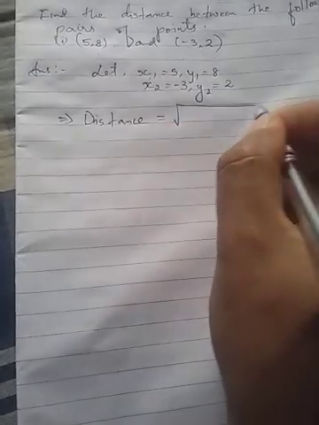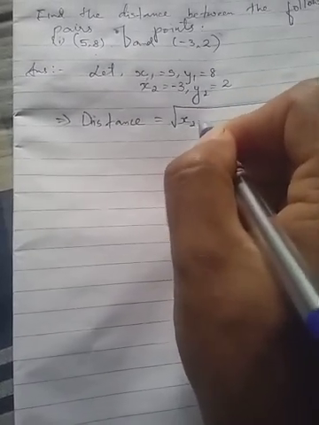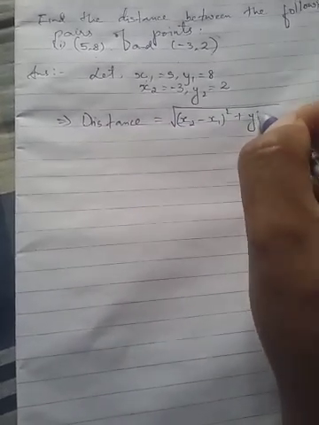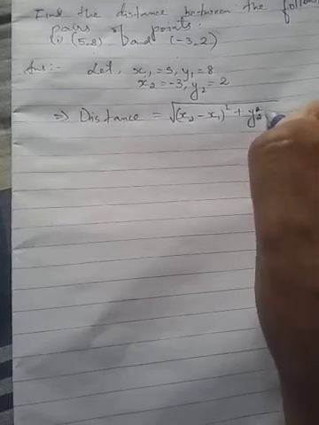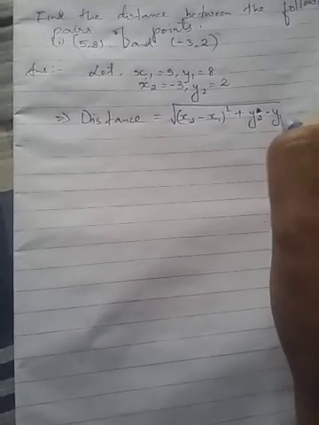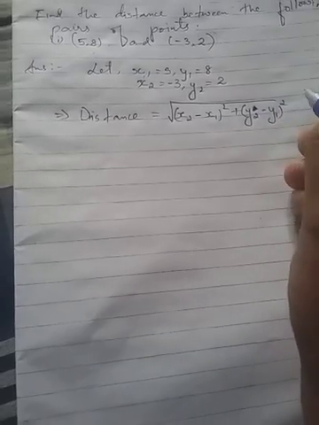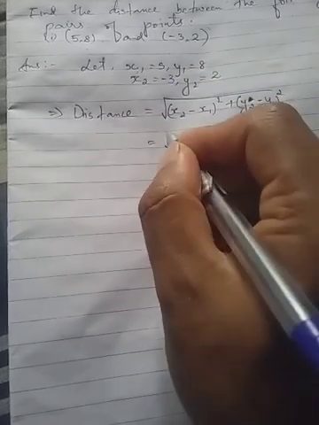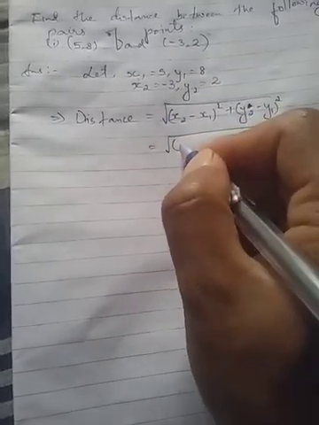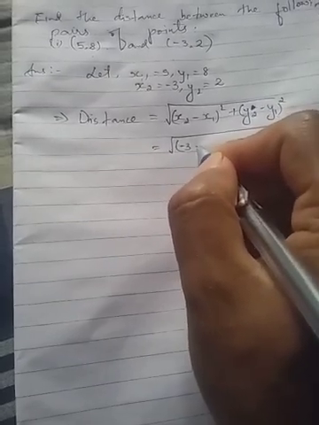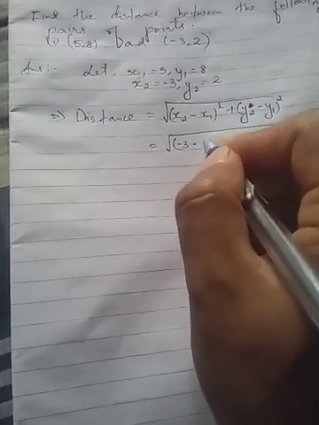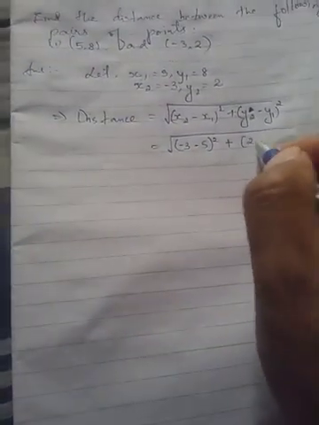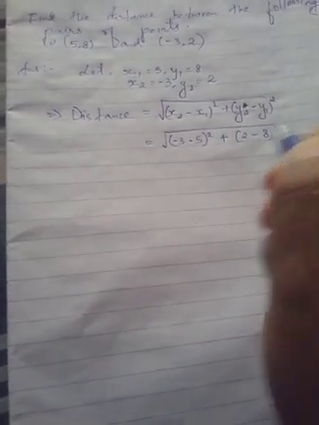So what will it be? Square root of (x2 minus x1) whole square plus (y2 minus y1) whole square. What is x2? Our x2 is minus 3, so put the square root here. x2 is minus 3, minus x1 which is 5, whole square, plus y2 is 2 minus y1 which is 8, whole square.